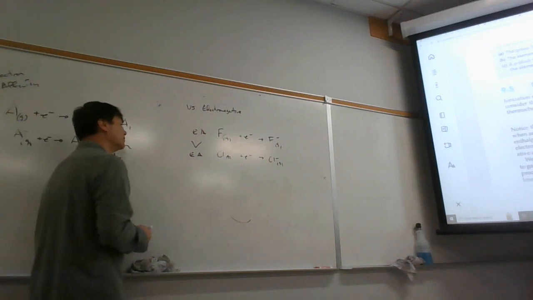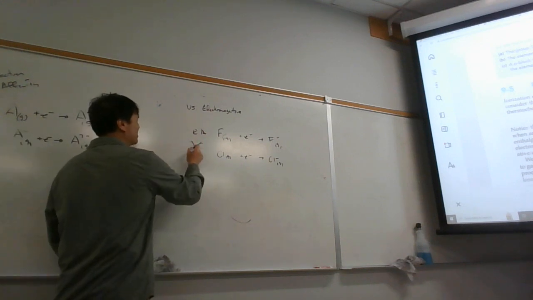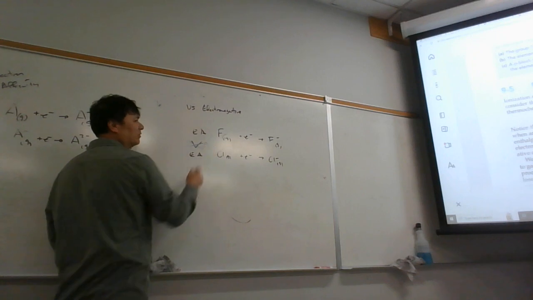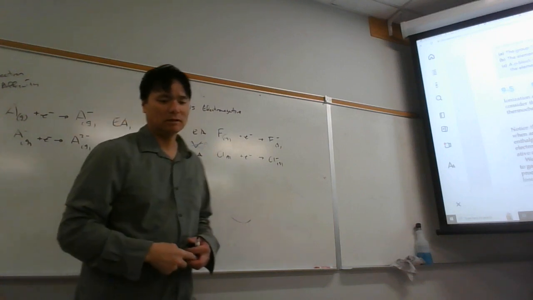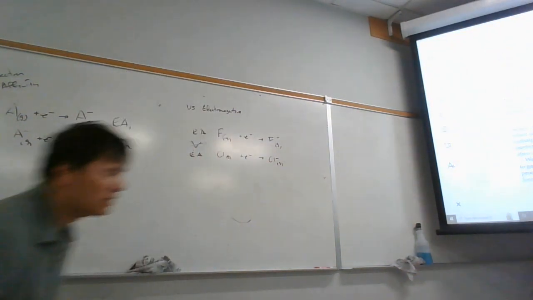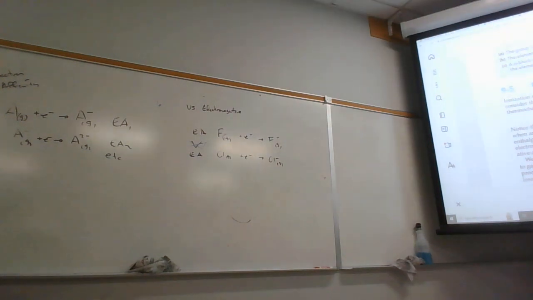But what's observed is the opposite. This is the only weird exception. And so why is that? Why would chlorine have a higher electron affinity when it has a lower electronegativity? That's weird. Can you think of a reason why?